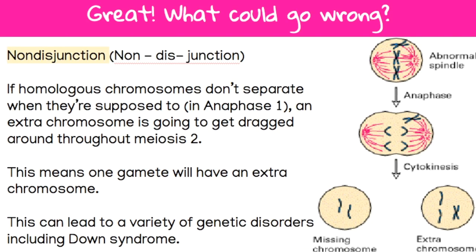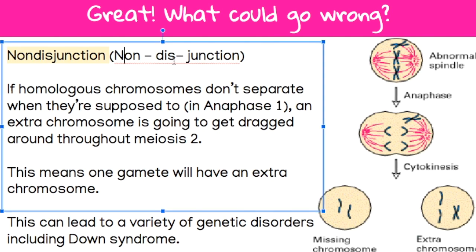Great. What could go wrong? Well, for one example, nondisjunction. Non means not, dis means apart, junction means come together. So this is not come together? What? This means they're supposed to separate and they didn't.